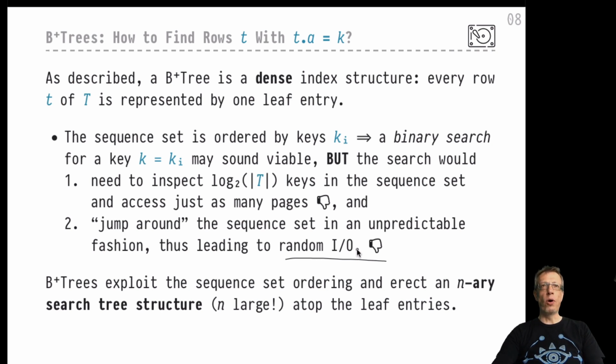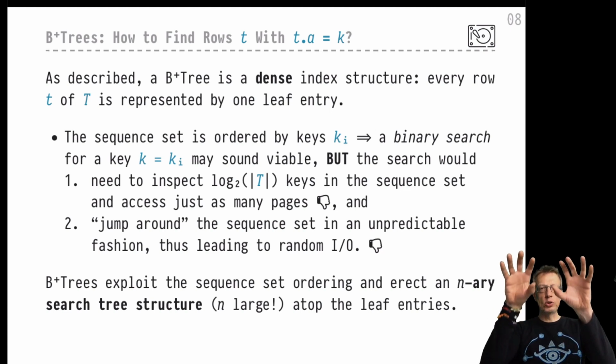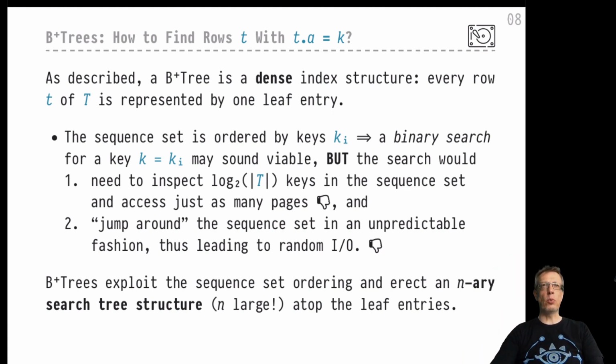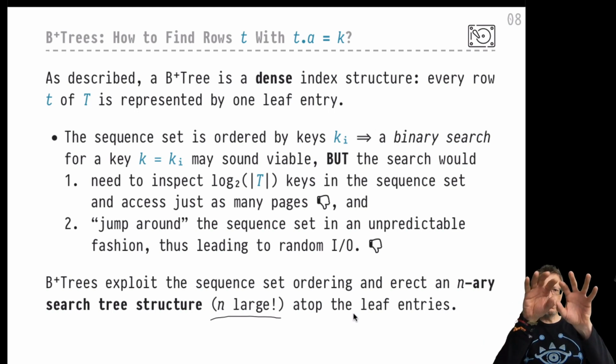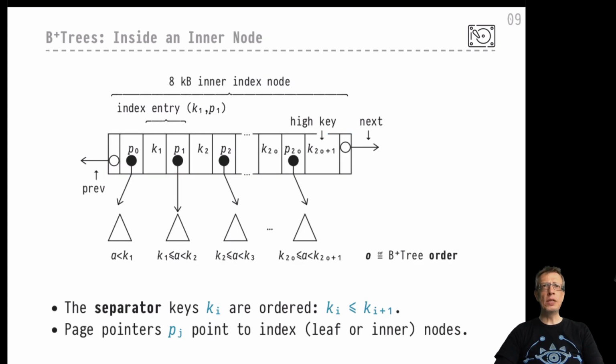And B+Trees avoid that with the help of the search tree structure that is erected on top of the sequence set. What we find there is an n-ary search tree structure with n large. We hope that the large node sizes of 8 kilobytes allow us to store many keys and thus many pointers to subordinate search trees inside a single node. So let's zoom inside one such inner node in a B+Tree. And again, this entire thing would be an 8 kilobyte page.